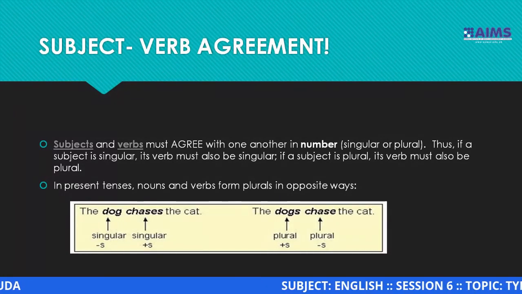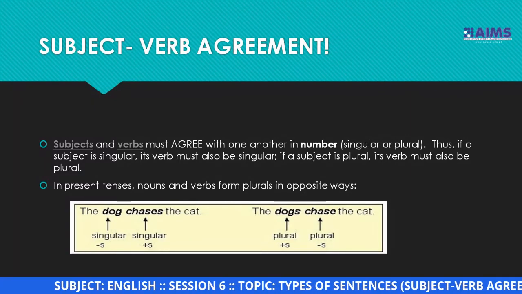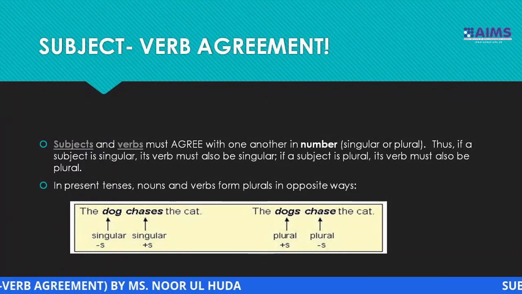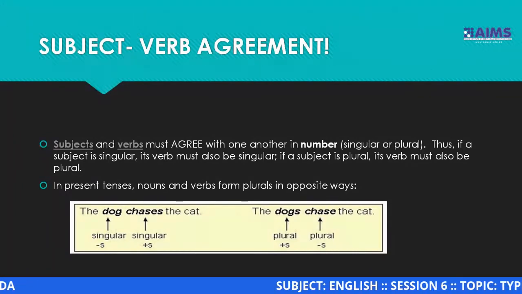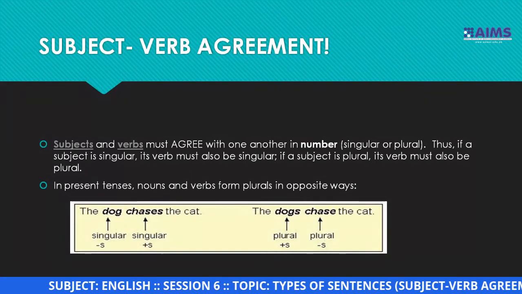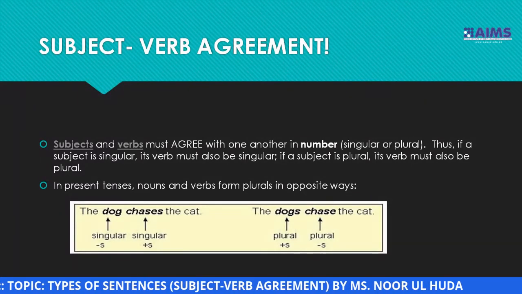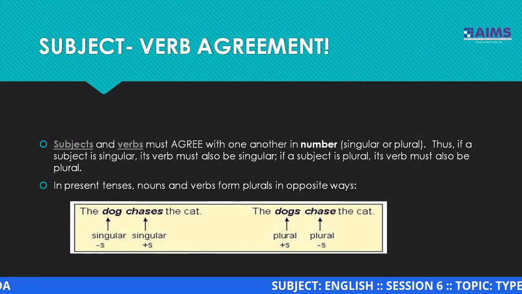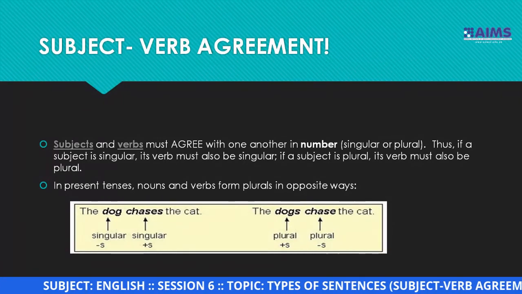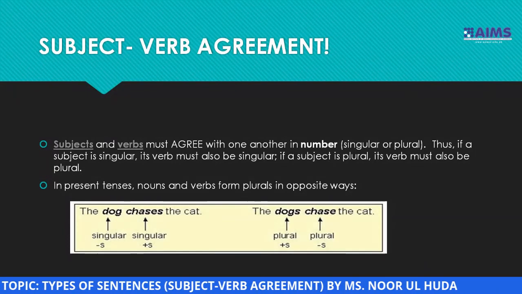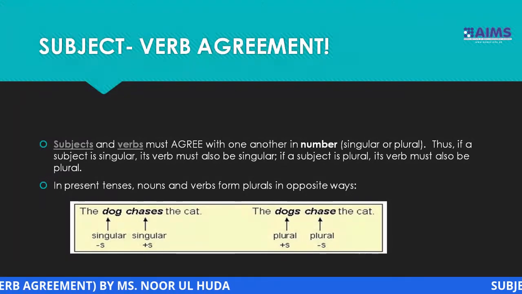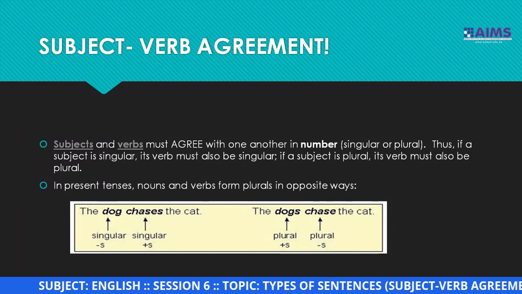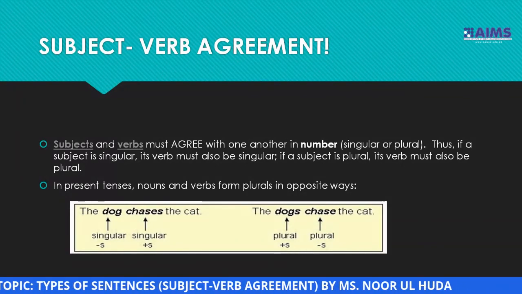So subject and verb must agree with one another in number, meaning whether the one is plural, the other one should be plural. Thus, if a subject is singular, its verb must be singular. If a subject is plural, its verb must also be plural. Yes, one more thing is that you may get confused, because in classes, to make you more clear, I do say that dog is singular here and you need to add S and ES, and this is how we pluralize the verb. However, this is not the case in the language, because I am addressing the official channel or official session. So I'm telling you here that the nouns and the verbs form plurals in opposite ways.